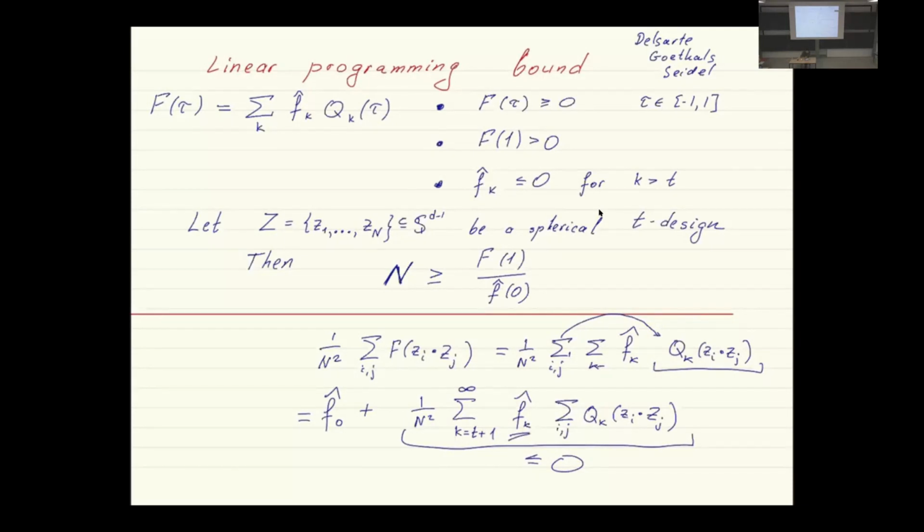Okay. On the other hand, this is just bounded below. Since the function is positive, you can leave just the diagonal terms here, and you will have 1 over n times f of 1. Okay. And you get the bound again, right? So this theorem lets you find lower bounds for the cardinality of spherical designs. And again, the main problem is to find the function that fits the bill.